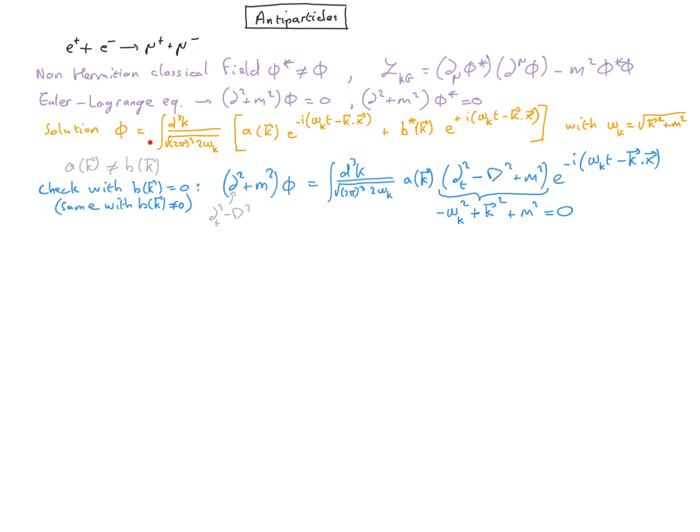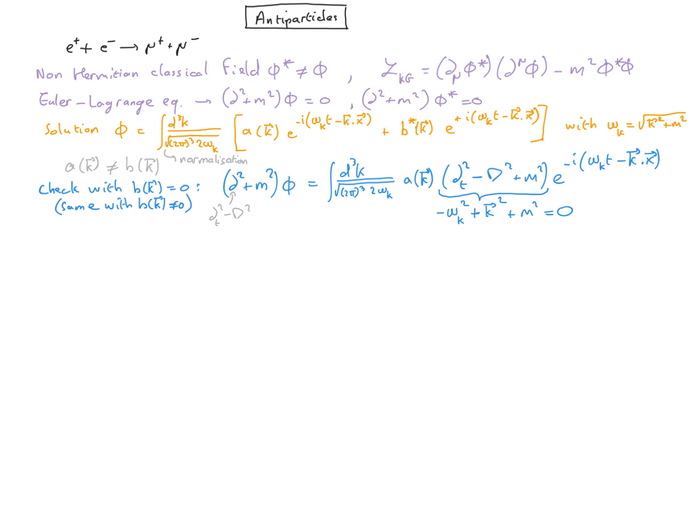Note that the square root term in the denominator here is only here for normalization purpose. It's not necessary in order to have phi being a solution of the Klein-Gordon equation. In fact, the square root of omega_k is necessary in order to ensure that the volume element in momentum space transforms properly under Lorentz transformation.